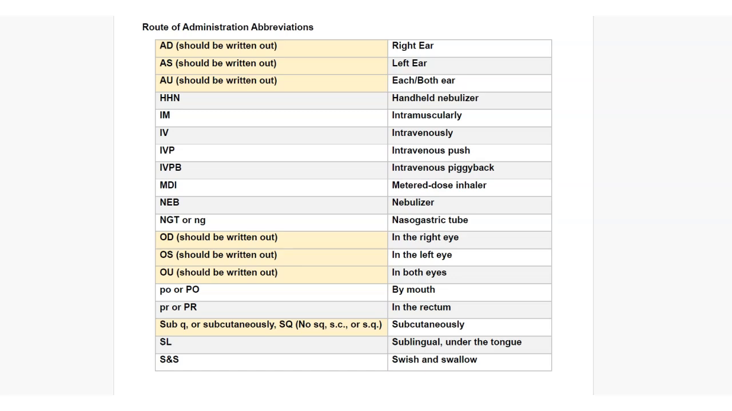OD, which should be written out, means in the right eye. OS is in the left eye. OU is in both eyes. Again, these should be written out because they can be easily confused with other things. PO is by mouth or orally. PR is in the rectum or per rectum. SQ, ideally you want to write it out to avoid confusion, but it means subcutaneously. SL is sublingual or under the tongue. SNS is swish and swallow.